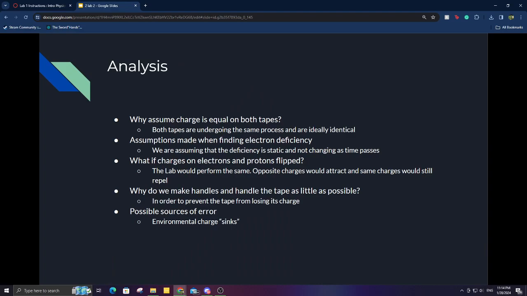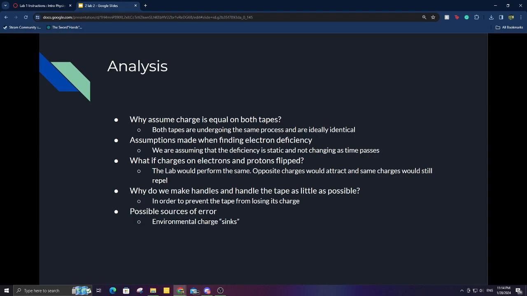Next, I would like to do some critical analysis on the lab. In this lab, we assume both charges on the tapes are equal, as they are ideally identical and undergo the same process. This means that ideally both pieces of tape would be the exact same length with the exact same handle length and would both undergo the same charging process when you rip one from the other.